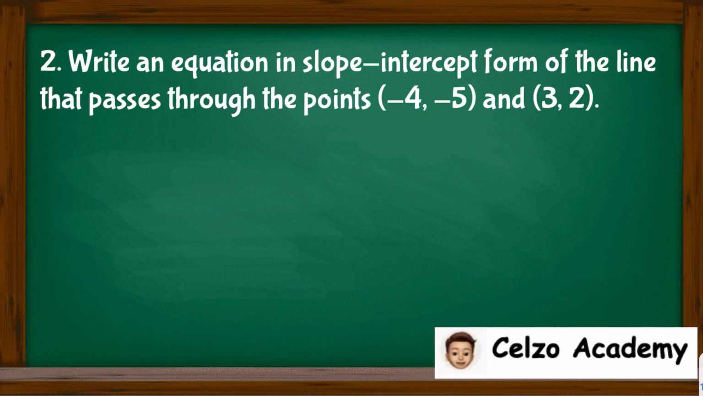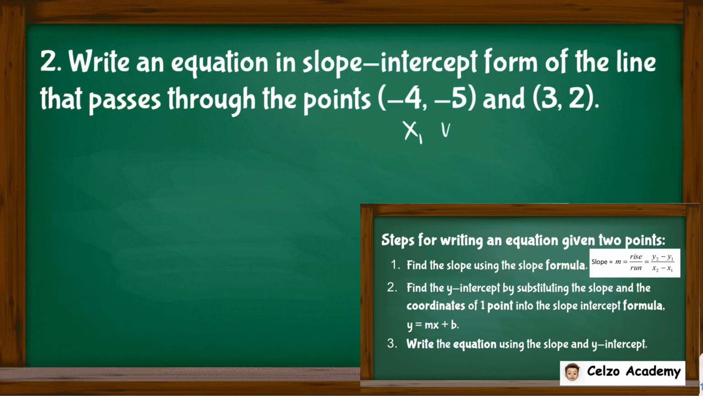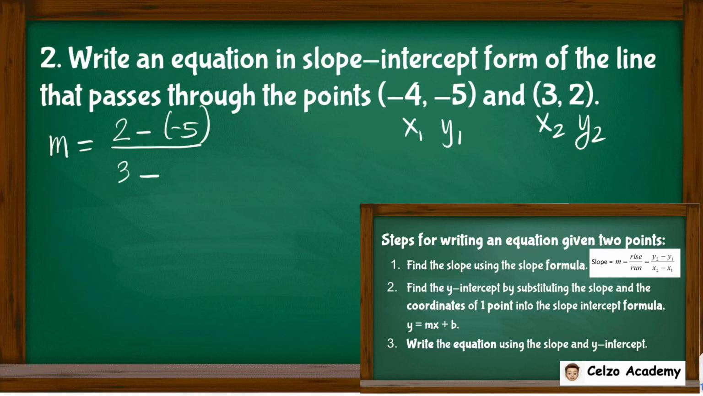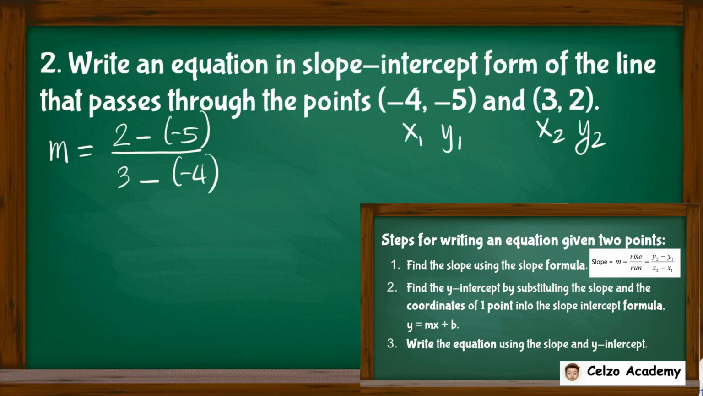Question number 2. Write an equation in slope-intercept form of the line that passes through the points -4, -5, and 3, 2. The first pair will be our x1, y1, and the second pair x2, y2. Solving for the slope using the slope formula, we have y2 is 2 minus y1 is -5, divide by x2 minus our x1, which is -4. So m is equal to 2 minus -5 is 7. 3 minus -4 is 7 as well. So the slope is 1.